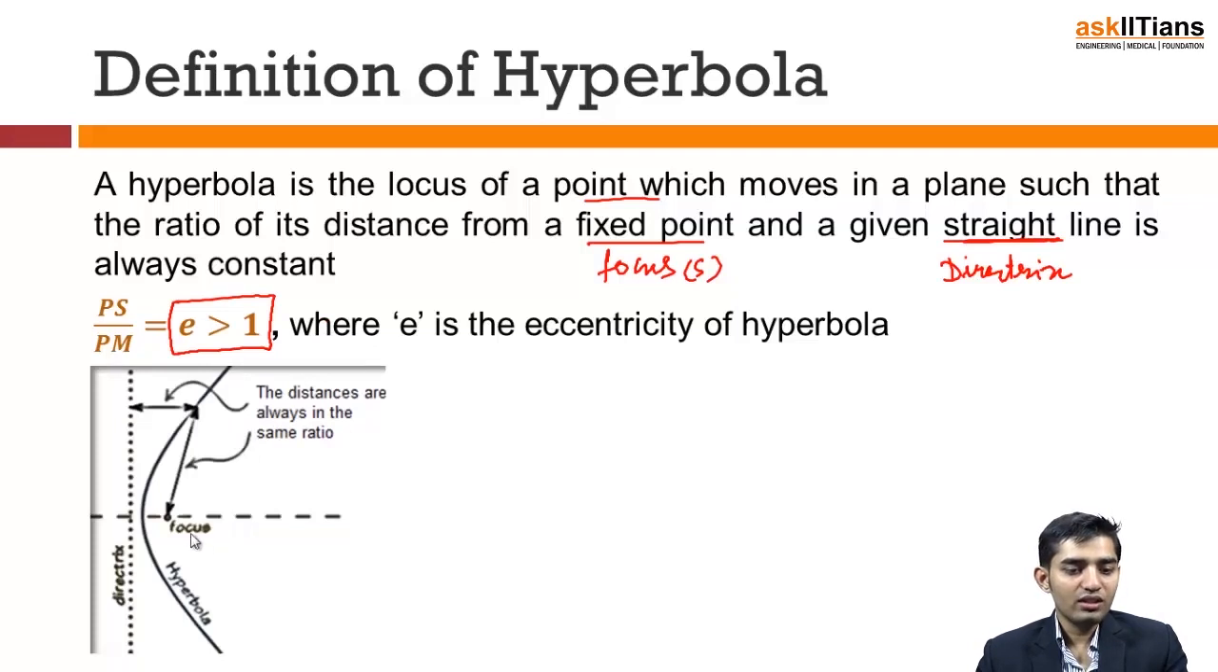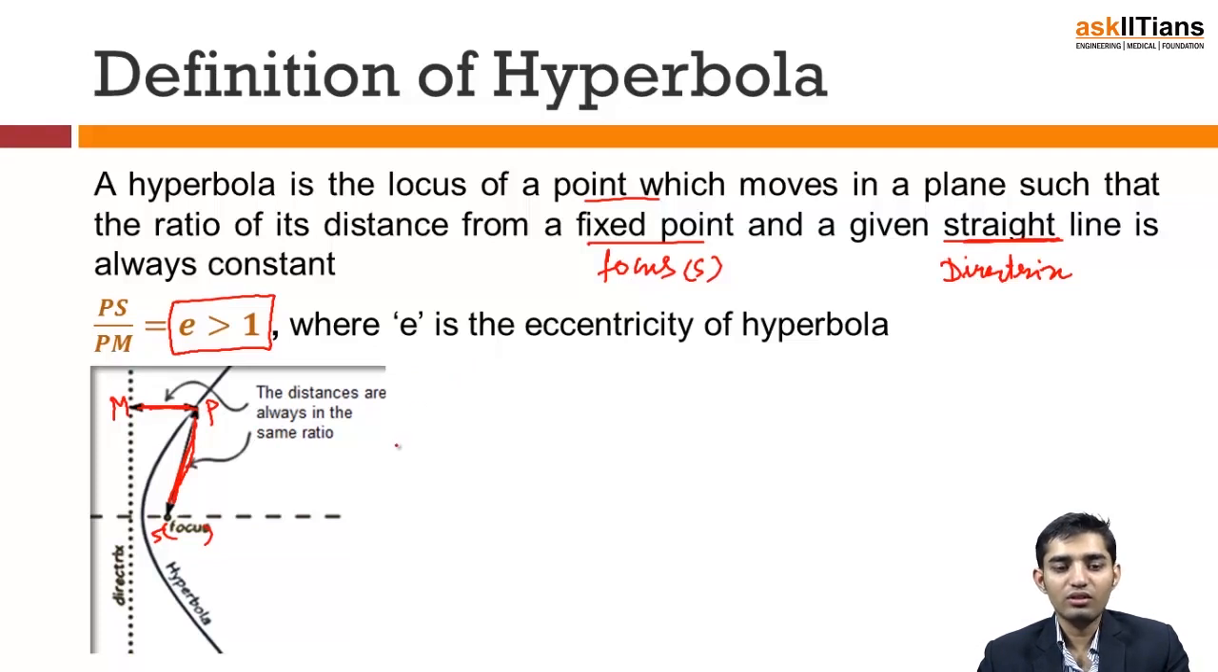You can see the diagram here. This is how the hyperbola looks. This point S is called the focus, and this point P is a moving point which is moving on this curve. And this is M. M is the foot of the perpendicular on the directrix. So PM is the perpendicular distance from point P to the directrix. This ratio PS by PM is always constant.